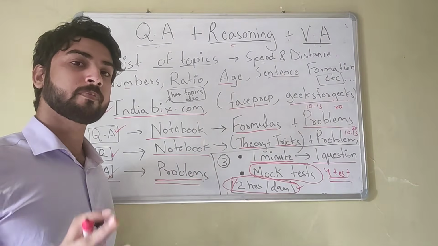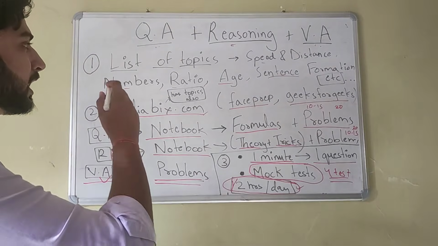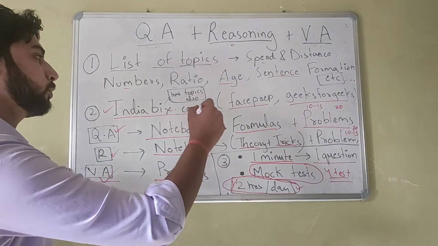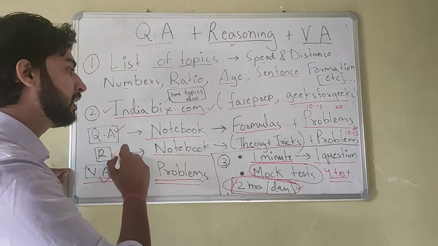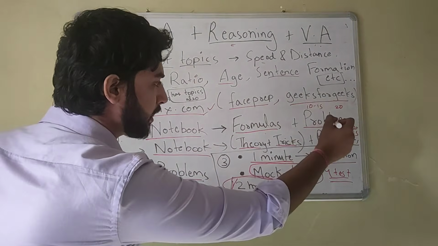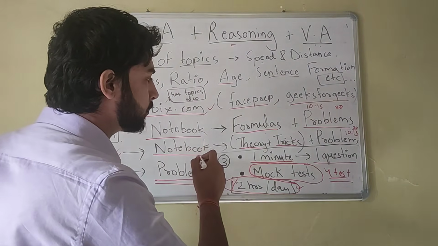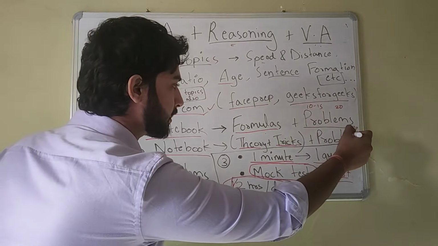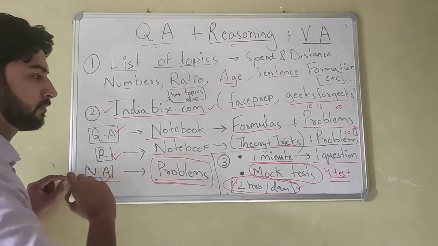Aptitude is the easiest part of placements, okay? And it will be a cakewalk for you. All you need to do is go to indiabix.com, keep 2 notebooks, one for QA, one for reasoning, and then write down the formulas, practice 10 to 15 or 20 problems, and for reasoning, get a notebook, write down the theory or tricks, practice the problems. For verbal ability, just solve problems, okay?